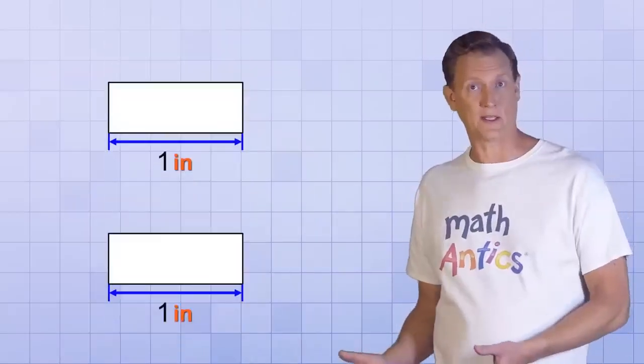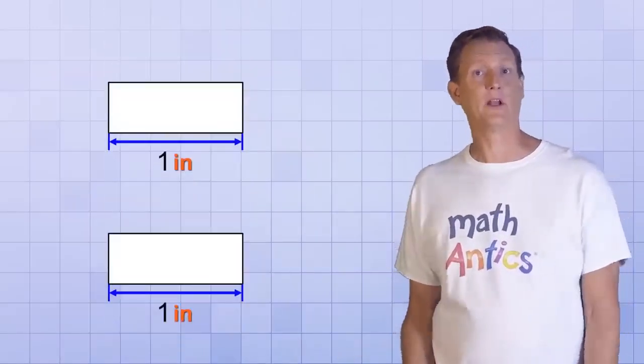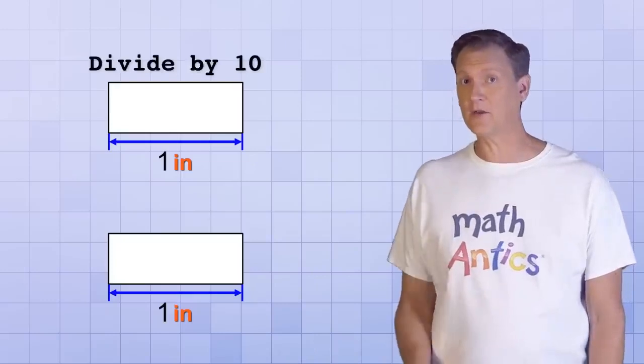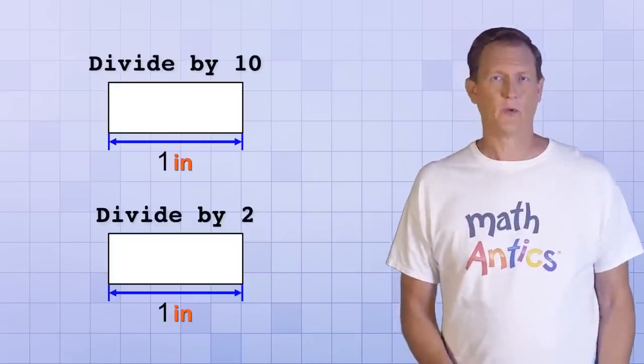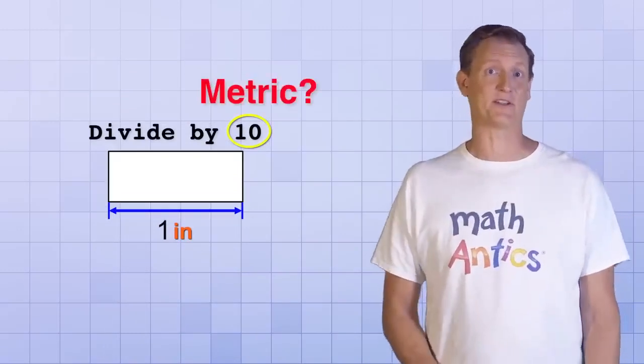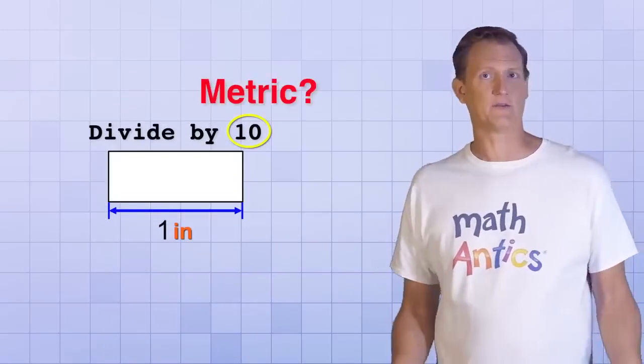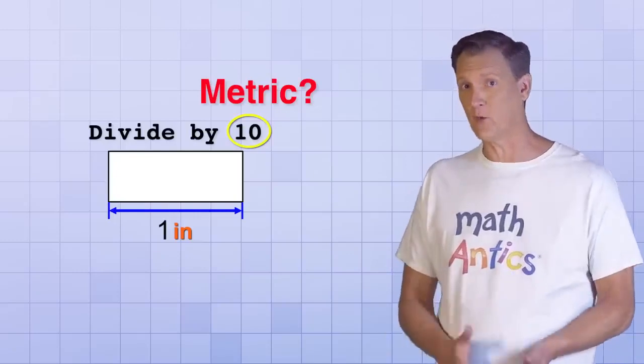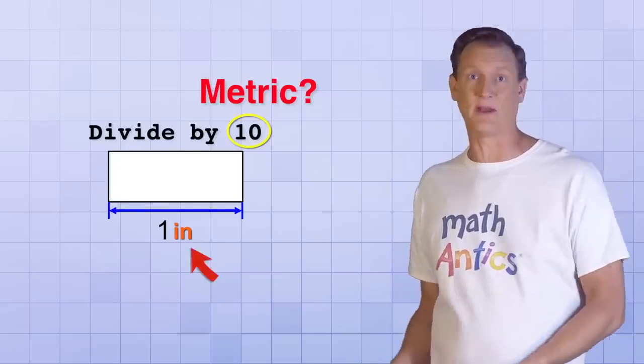Basically, there's two ways that inches are commonly subdivided. One is based on dividing by 10, and the other is based on dividing by 2. We'll start with the system that's based on dividing by 10 because that sounds a lot like the metric system, doesn't it? It turns out that an inch can be divided up in a metric-like way, even though an inch is not a metric unit.